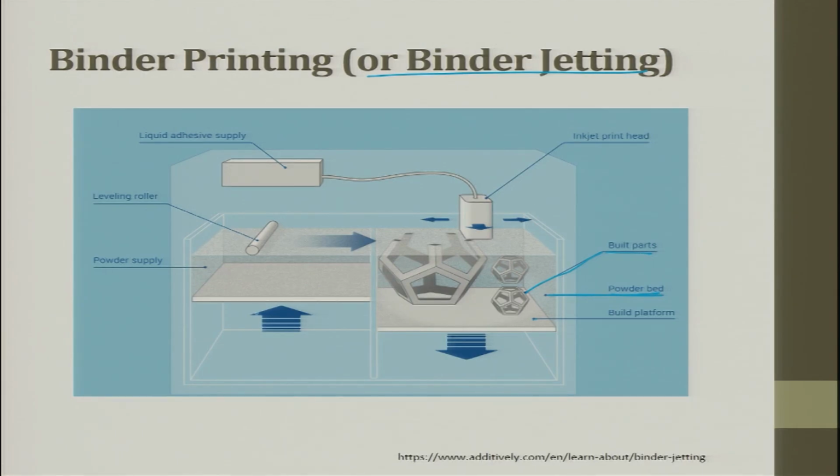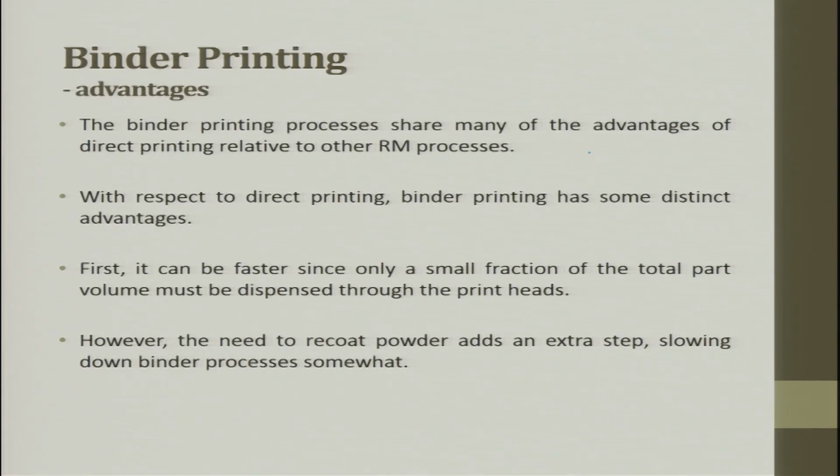Okay. The same as your SLS process, you will have a supply which comes here, and then here you will have a liquid adhesive supply, and then the inkjet printing head. So, liquid adhesive from here supplies to here, and then this fellow moves in XYZ direction, and you can start developing it. So, the advantages of the binder printing process share many of the advantages of direct printing relative to the other RM processes. With respect to direct printing, binder printing has some distinct advantages.